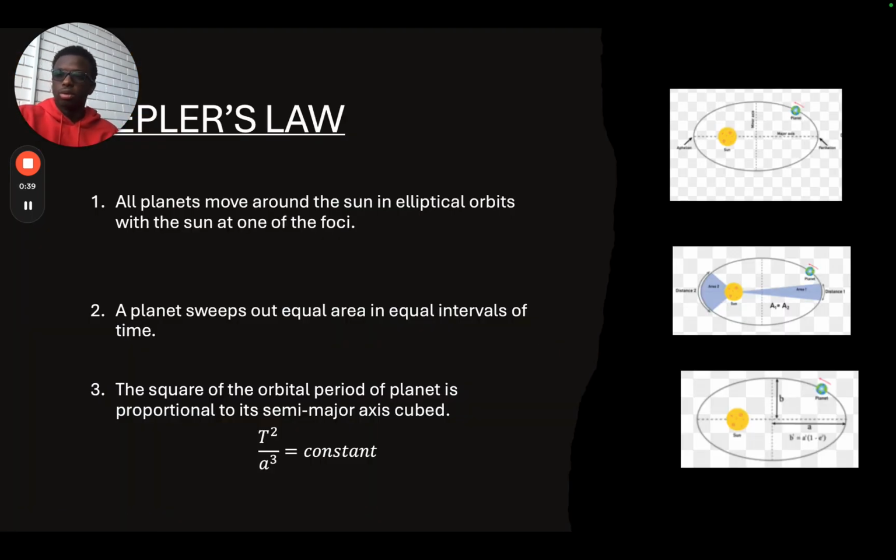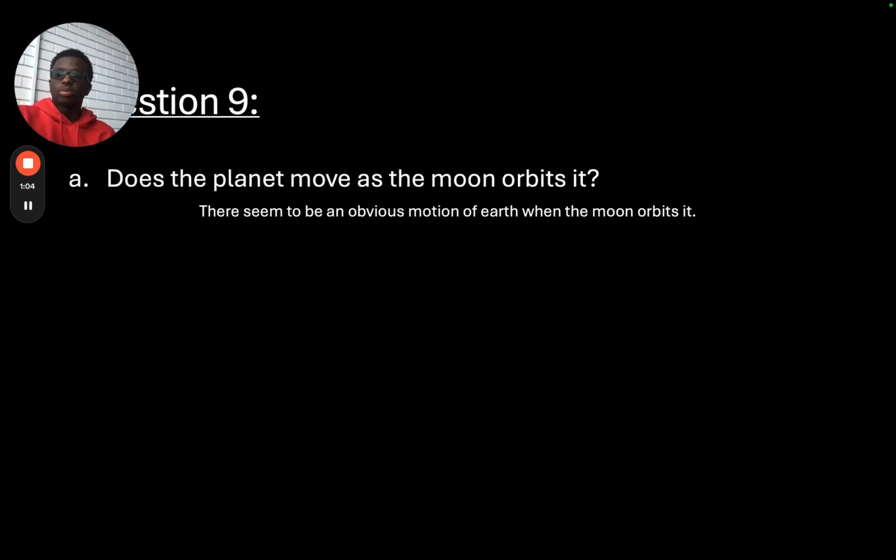The first law, called the law of ellipses, states that all planets move around the sun in an elliptical orbit, with the sun as one of the foci. The second law states that a planet sweeps out equal area in equal intervals of time. And the third law states that the square of the orbital period of a planet is proportional to its semi-major axis cubed, which is the formula written down there. Now let's proceed to question 9.